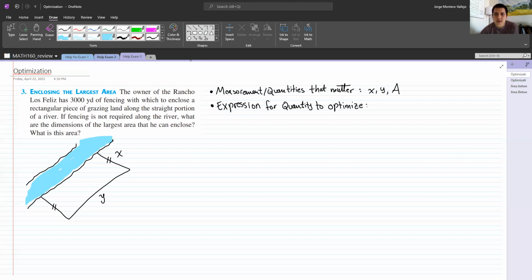Okay, so we know that that is area, right? Because the problem asks, what are the dimensions of the largest area that he can enclose? What is this area? We know that that is area, for which we chose the letter A. So what is that expression?